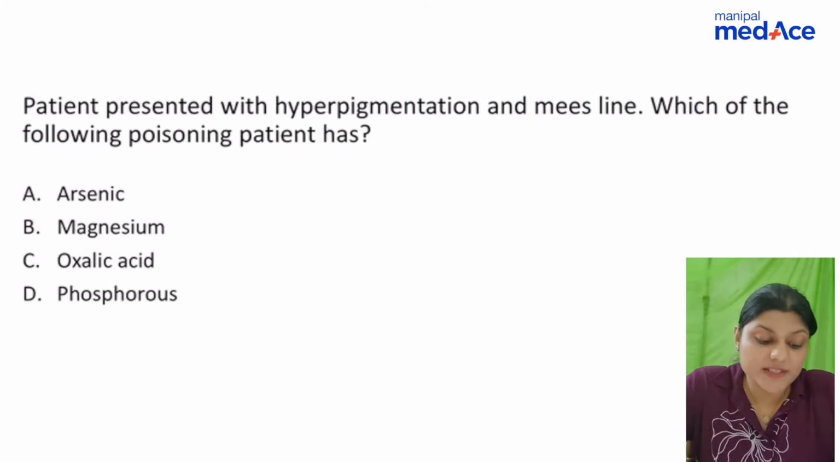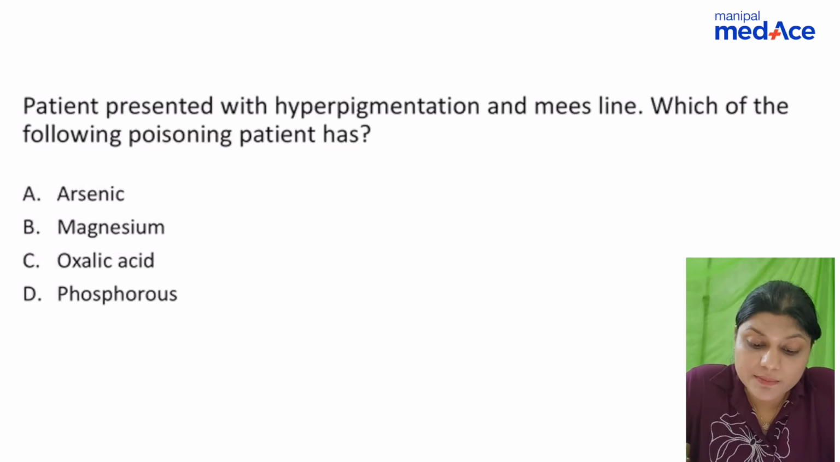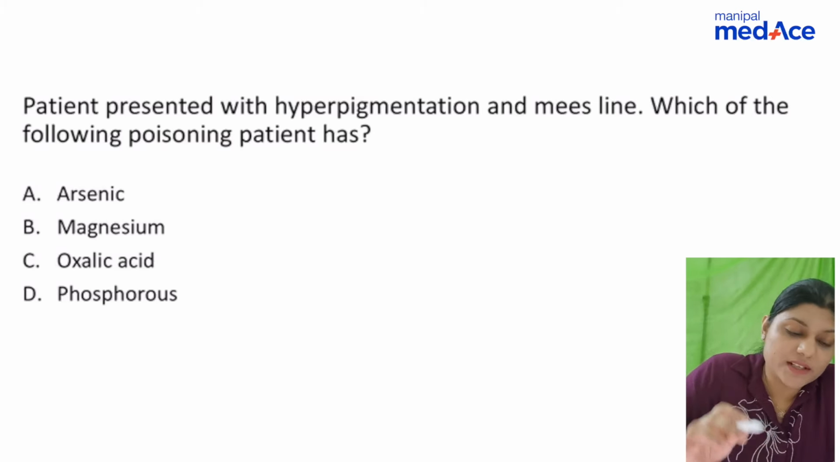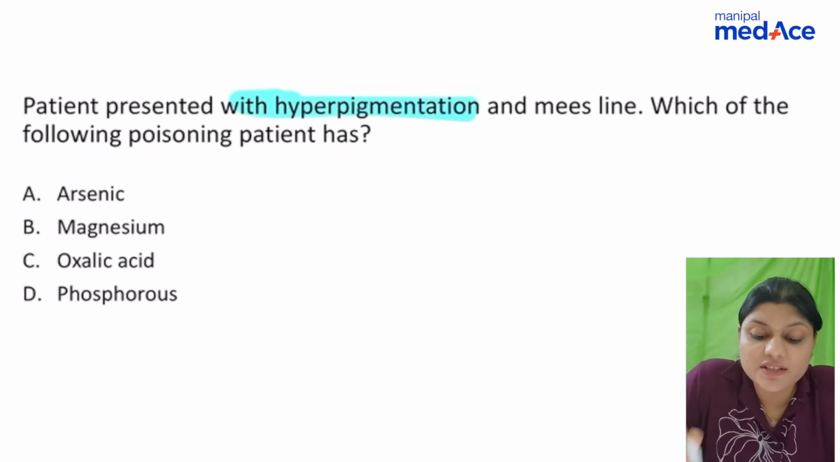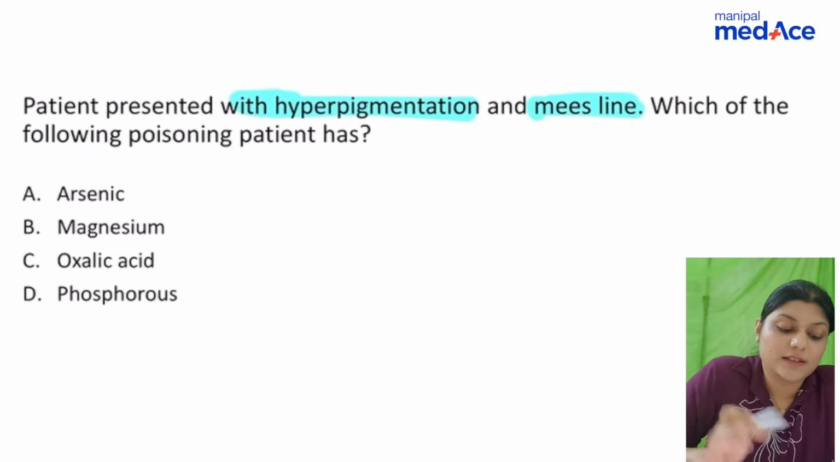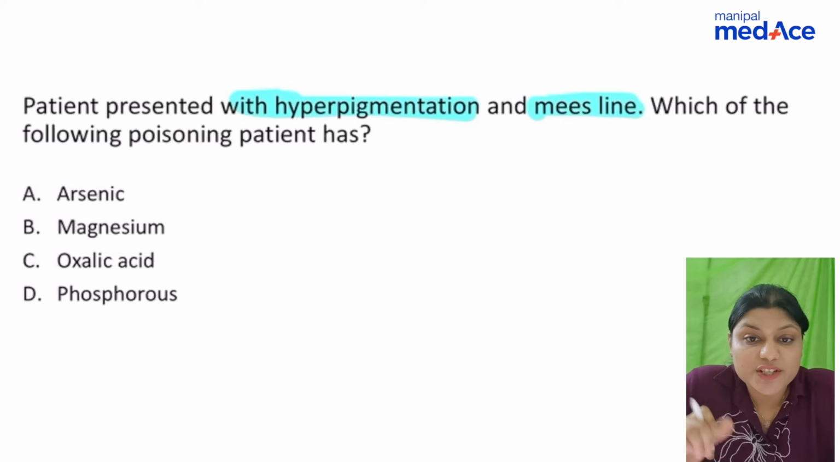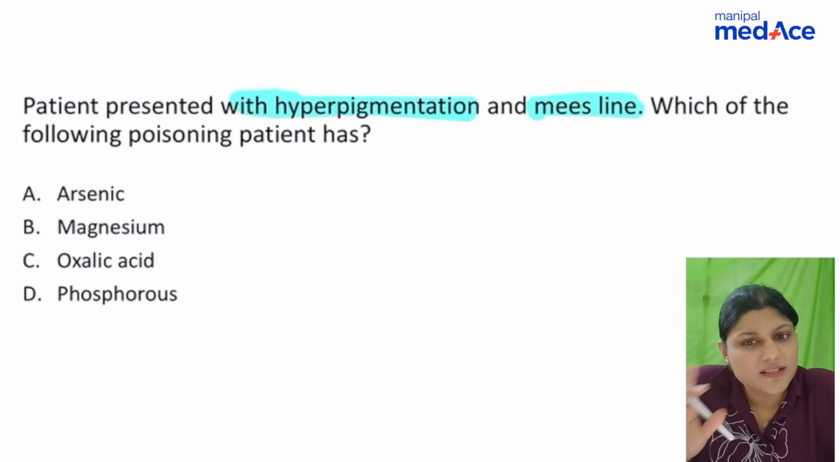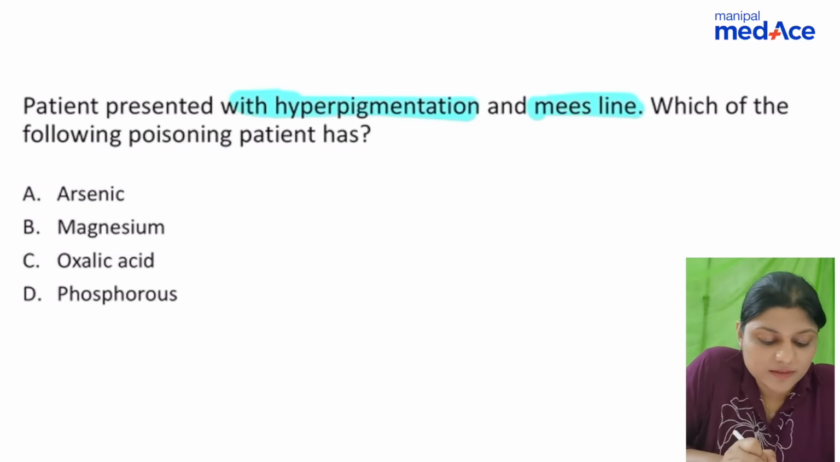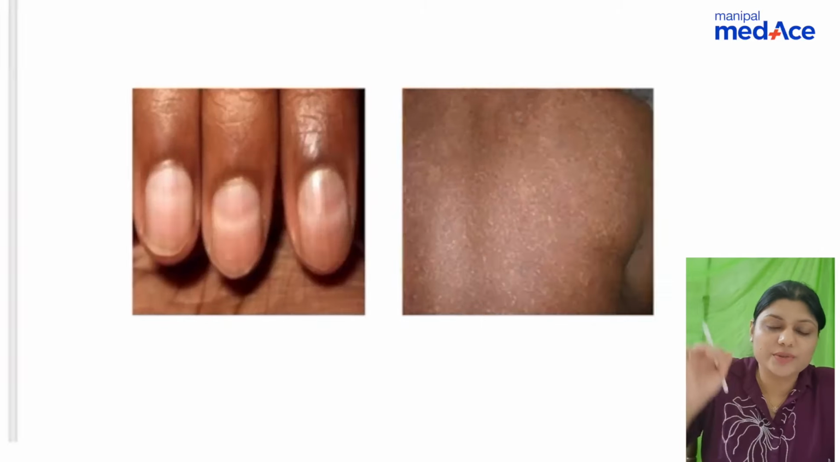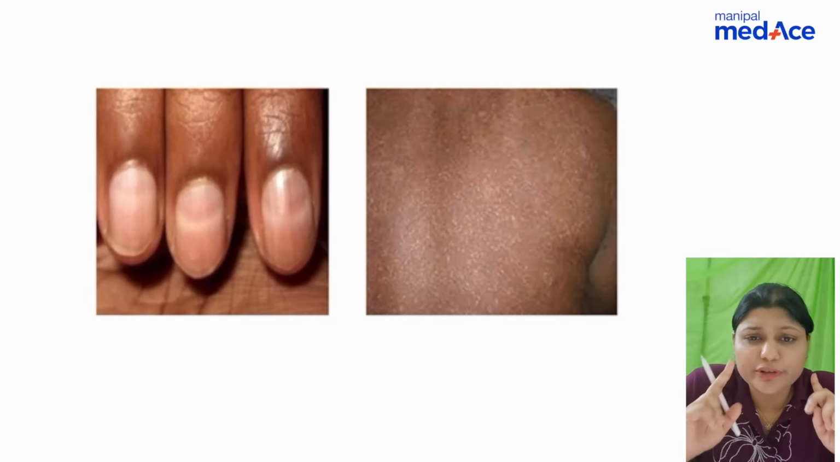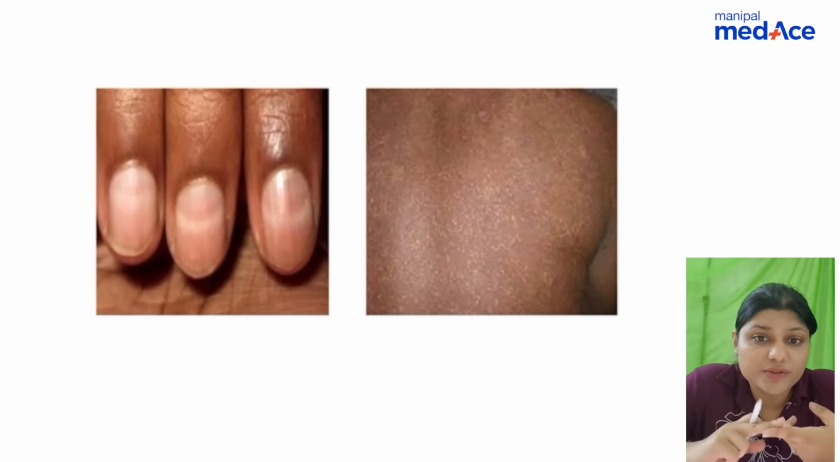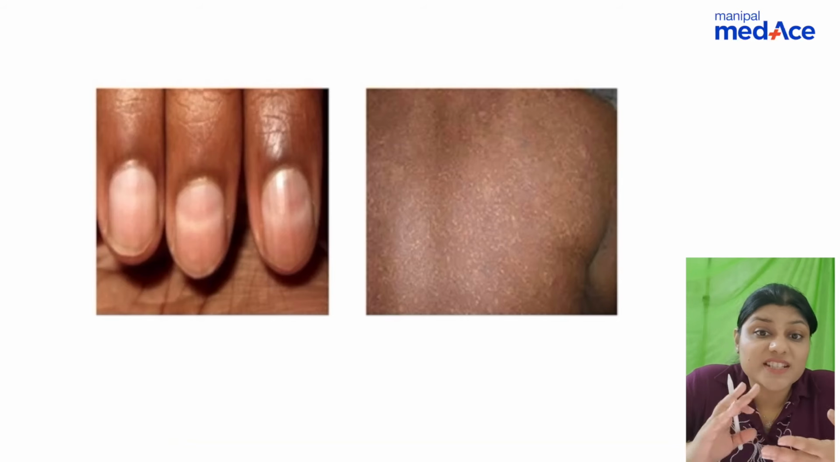The next question: a patient presented with hyperpigmentation and Mees line. Poisoning with which of the following has an overlap with forensic medicine? The keywords here are hyperpigmentation and Mees line. Mees line is seen in arsenic poisoning. So here the answer is arsenic. What you see in arsenic poisoning, from your chapter of disorders of hyperpigmentation, you should remember arsenic. There is a raindrop appearance.